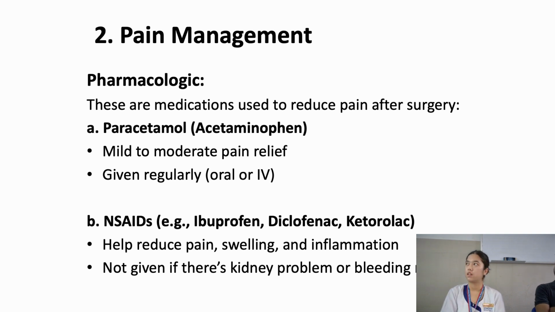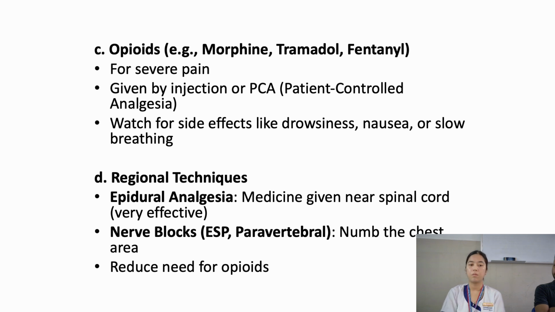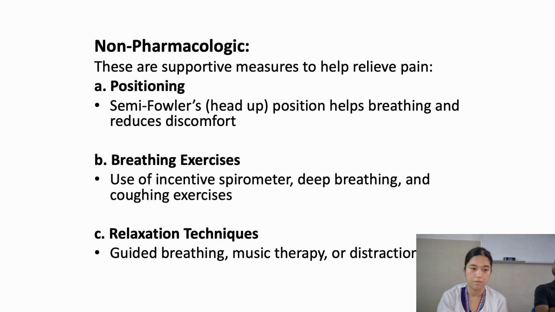So we just finished respiratory care. Next up is pain management. Under pharmacological pain management, paracetamol and NSAIDs like ibuprofen, diclofenac, and ketorolac should be given if there is pain, and they are contraindicated in patients with kidney problems or bleeding problems. Opioids like morphine, tramadol, and fentanyl are given either by injection or PCA. PCA is not that common in our setting. Regional techniques like epidural anesthesia and nerve block can also be used.